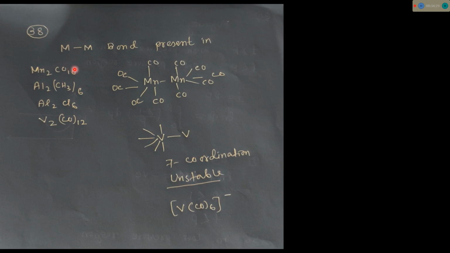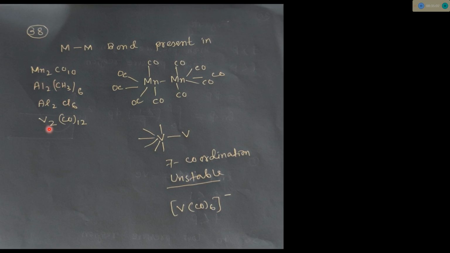only this Mn2(CO)10, and option A, or I think option C, this option was there. But in one option V2(CO)12 is also there. Theoretically, if it is formed, then obviously there is a vanadium-vanadium bond, but we all know that this complex is actually not formed. So we have to consider that this complex is not formed at all practically, that's why it's an unstable complex.